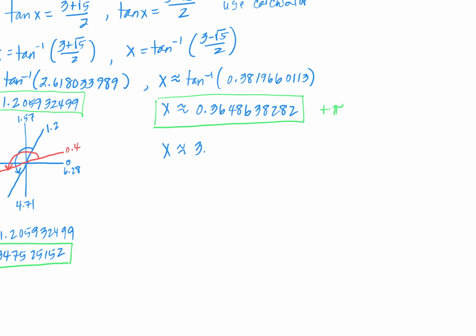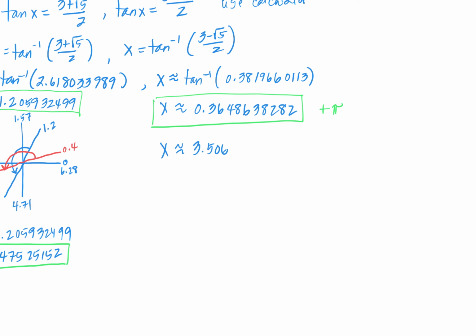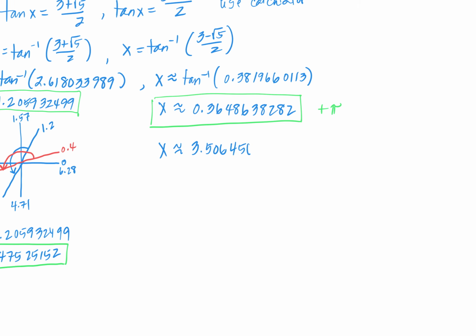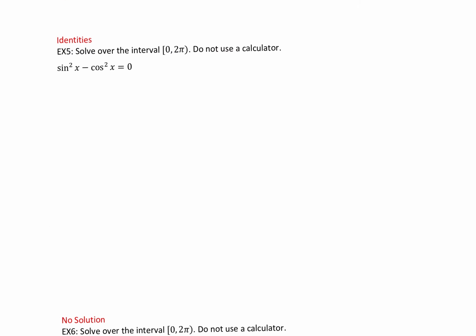which is approximately equal to 3.506456482. And yes, that is in quadrant 3 as expected, and it is close to pi, 3.14. Now, that's probably the worst type of problem because, I mean, it's totally understandable, but it's a really long problem.